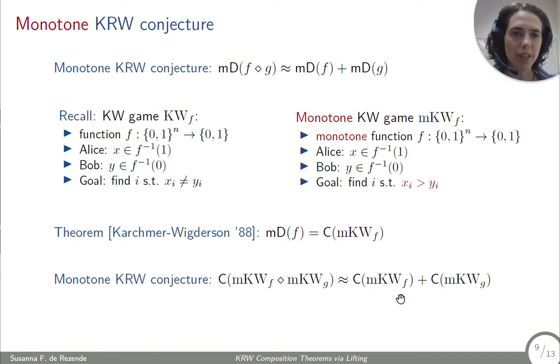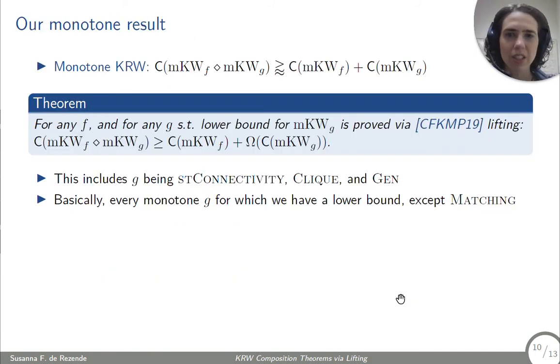Okay, so now we can state our monotone result. We showed that for any F and for any G such that the lower bound for this monotone KW game on G is proved via this lifting theorem, then the monotone KRW conjecture holds. As I said before, this includes G's such as ST connectivity, clique, and the gen function. It basically includes every monotone function for which we know how to prove a lower bound except for matching.